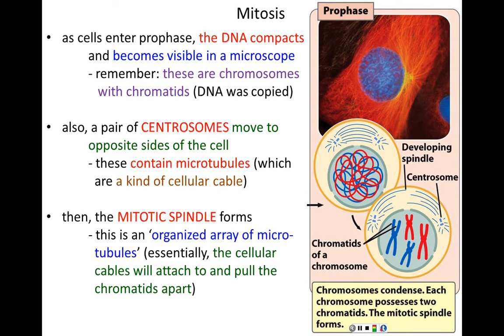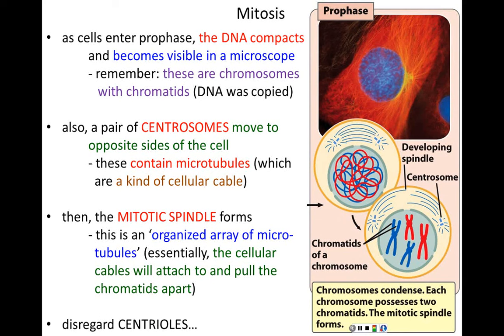The textbook says the mitotic spindle is an organized array of microtubules. I translate that to say essentially it's the cellular cables that will eventually attach to and pull the chromatids apart. But I think if you hold on to that mental image of a single large fishing pole as the centrosome, individual microtubules coming out of that, each being one of the microtubule cables, those are your fishing lines, but all of those lines together make up this mitotic spindle.